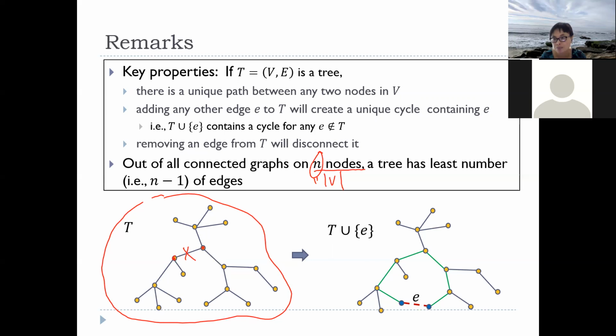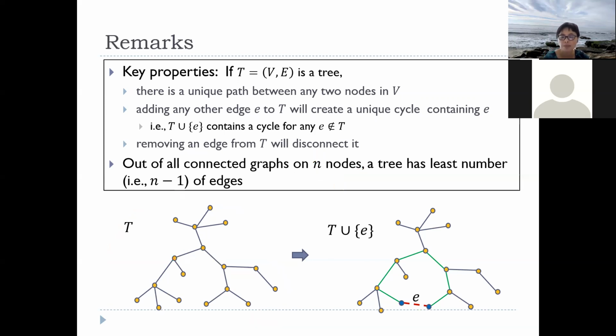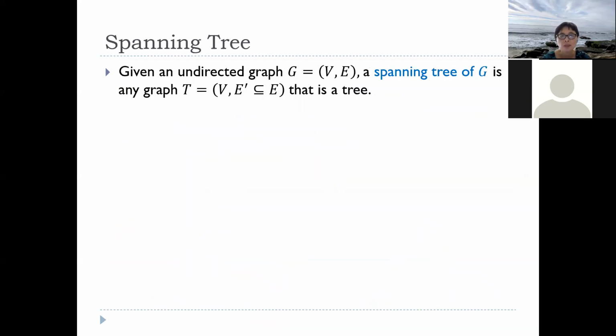There's no cycle. Okay, all right. So that's what a tree is. Okay, so now suppose we're given a graph. This graph may not be a tree. Now given this graph, a spanning tree of this graph is basically any subset of edges in your graph which connects all the vertices and also doesn't have cycles. Namely, it's a tree that touches all the vertices in your graph.